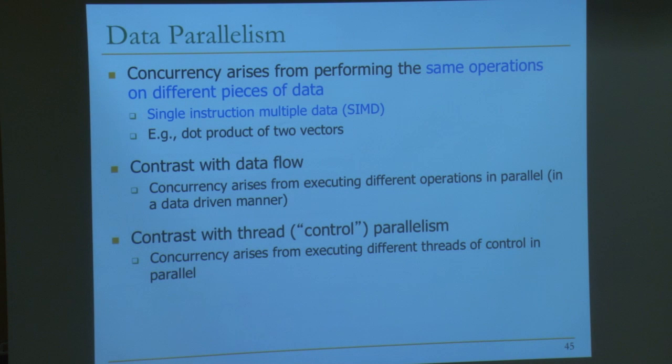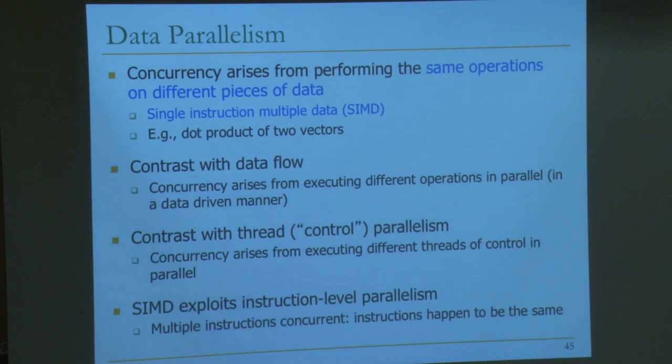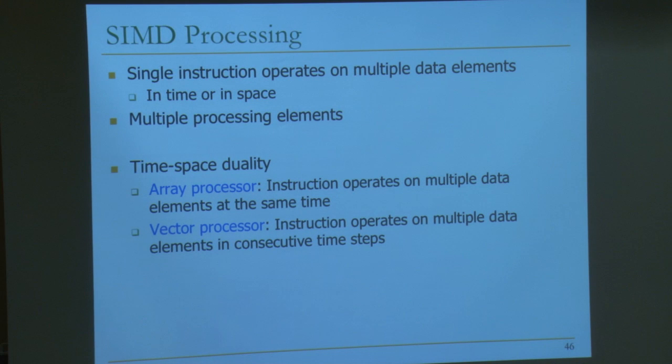Here, this is more like MIMD. Concurrency really arises from executing different threads of control in parallel. Here, we're going to do a single instruction on multiple data. SIMD also exploits instruction-level parallelism, because you're really exploiting parallelism between different operations, except they happen to be the same. The instructions happen to be the same. They happen to be operating on different data. And you're really executing them in parallel, right?